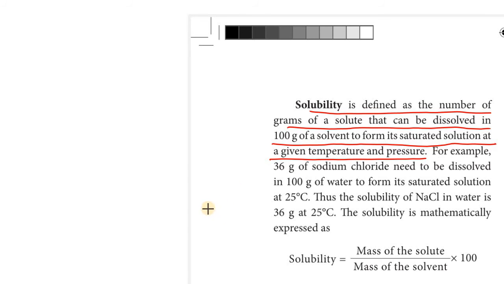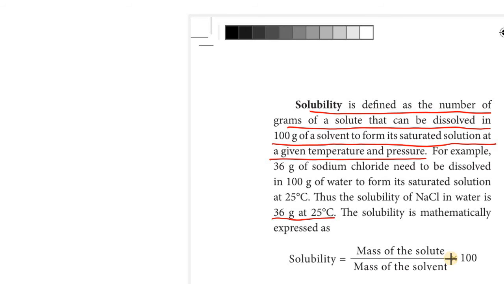Let us take some examples. Say 36 grams of sodium chloride need to be dissolved in 100 grams of water to form its saturated solution at 25 degrees centigrade. So what does this mean? This means that the solubility of sodium chloride in water is 36 grams, and you must always mention the temperature, that is at 25 degrees centigrade, right? So it's 36 grams at 25 degrees centigrade.